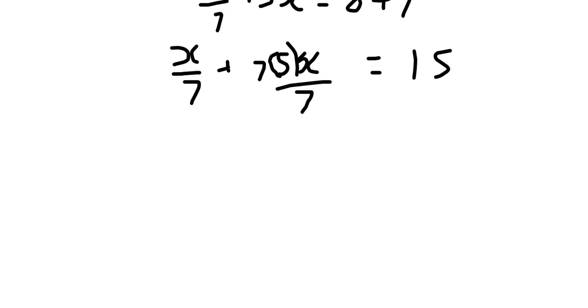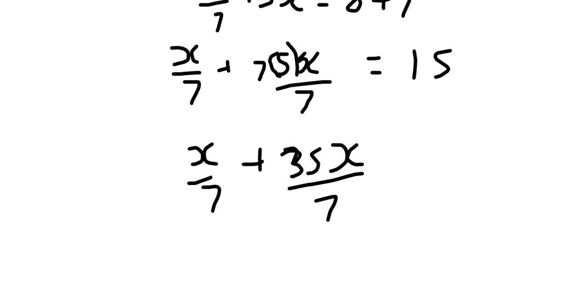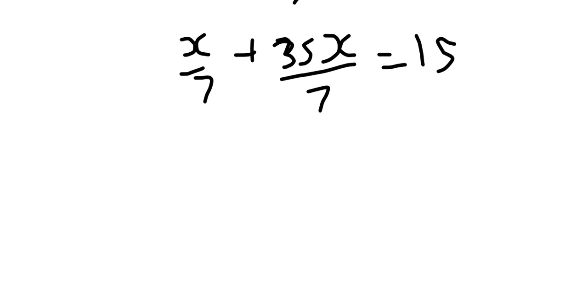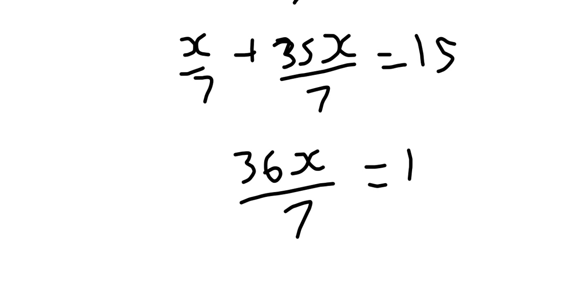So let me just clean this up for you. I've got 1x over 7 plus 7 times 5 is 35, so 35x over 7. That's equal to 15. So 1x over 7 plus 35x over 7 is going to give me 36x's over 7. That's equal to 15. So now I just have to get rid of that 7 and then get rid of the 36.